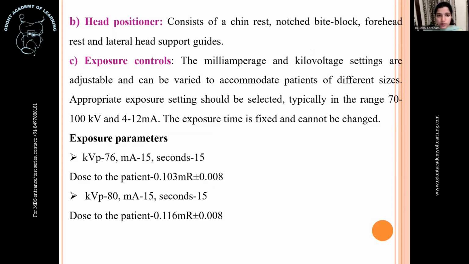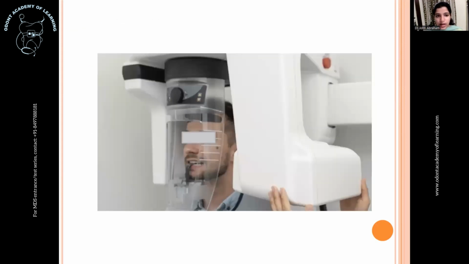Then we have a head positioner where we have seen there is a chin rest, a nose bite block, and a forehead rest and lateral head support guides. So this is where you can do a chin rest. This is a bite block. This is a head positioner where it is being placed.